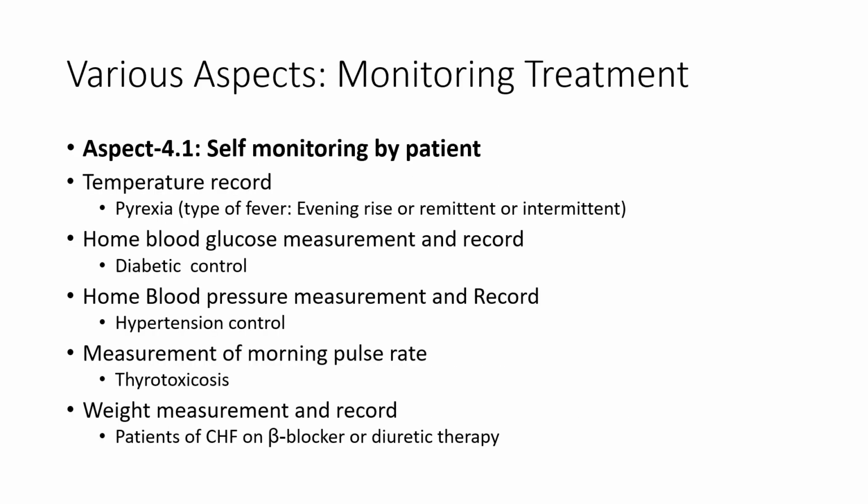medicine. Now, aspect 4 is 4.1 self-monitoring by patient: temperature record for fever, blood sugar measurement for diabetic control, home blood pressure measurement for hypertension control, measurement of morning pulse rate for thyrotoxicosis, and weight measurement when patient is on beta blockers or diuretic therapy.